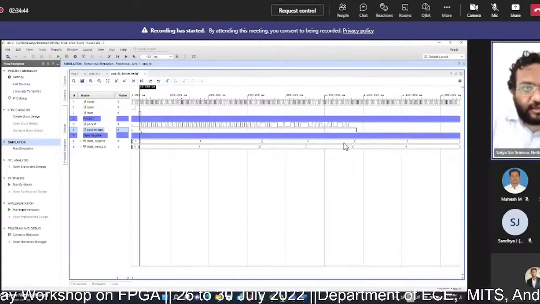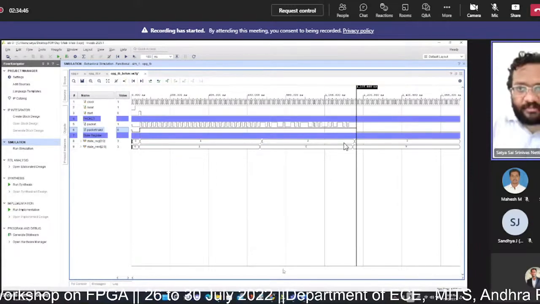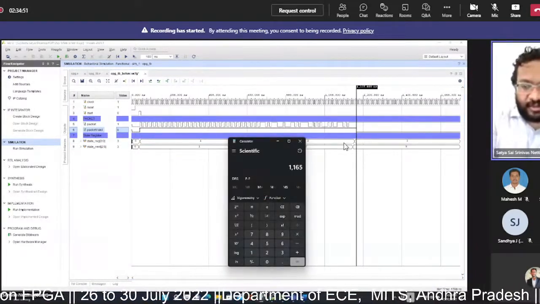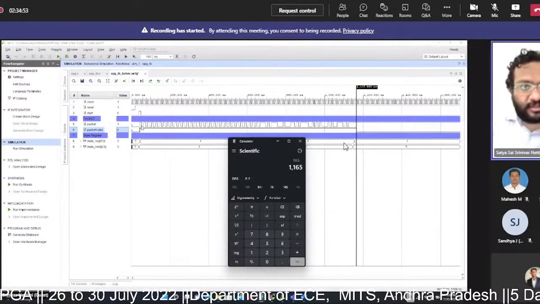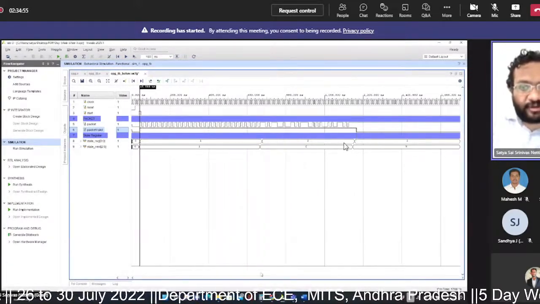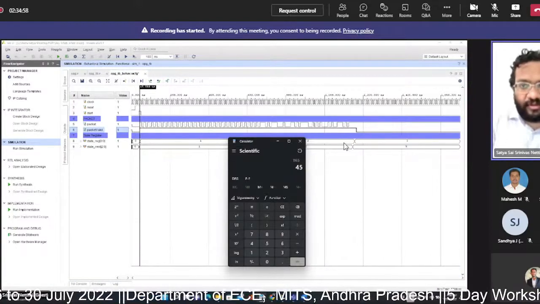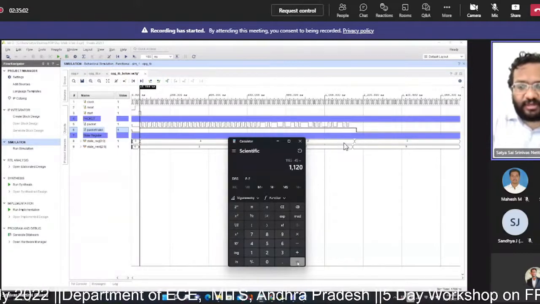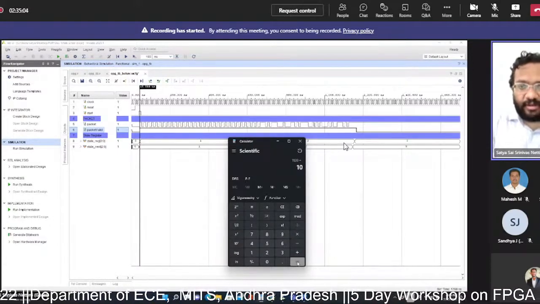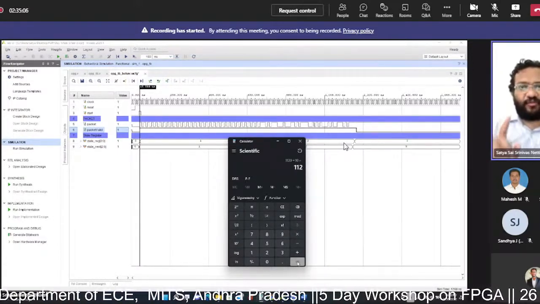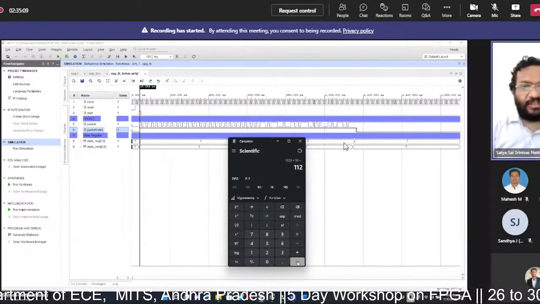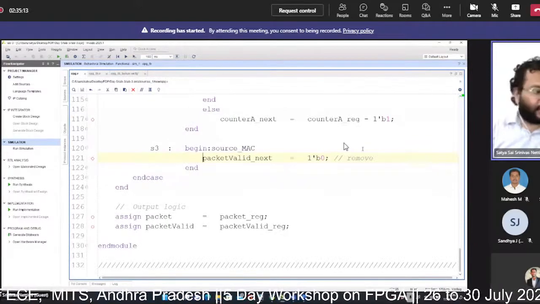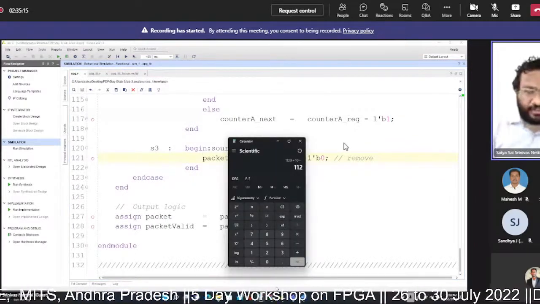Now you can see here the timestamp 1165, minus 45. So 45. This gives 1120. My clock is 10 nanoseconds, divided by 10, so 112. So there are 112 clock cycles, and in each clock cycle one bit is coming, so 112 bits. So whether 112 is correct or not, how will we check?